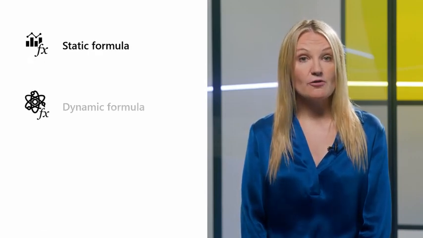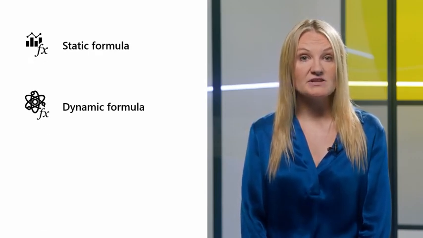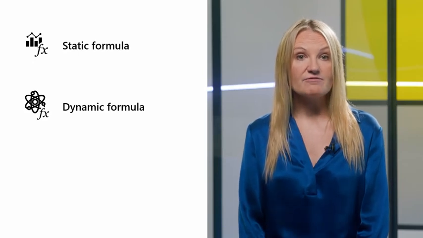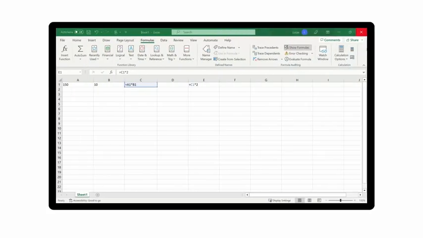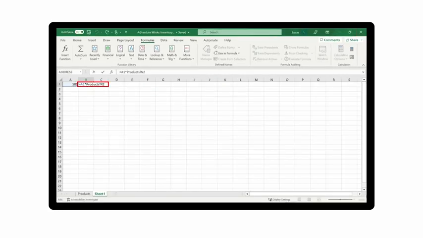Formulas can also be static or dynamic. A static formula means that the numbers are fixed, so it always generates the same results. A dynamic formula is one in which the results depend on the current values in the referenced cells. A formula can also include a reference to a cell that itself contains a formula, creating a chain of calculations. And a formula can also refer to a cell in another sheet. This reference must include the worksheet name followed by an exclamation mark.